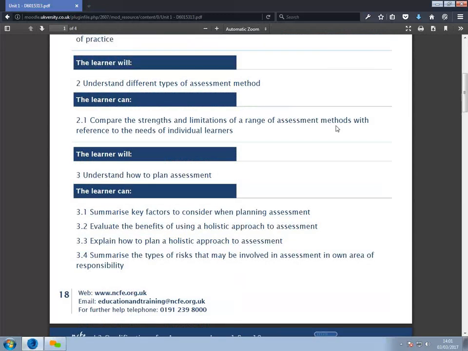The next bit is understanding different types of assessment, and we'll cover those in the PowerPoint I'll deliver shortly. Comparing the strengths and limitations of the assessment methods with reference to the needs of individual learners. Although the method of assessment will not change much for each individual element that's going to be assessed, there may be some special needs for learners that could have, I don't know, hearing problems or something of that nature, where other methods may be needed to be brought in to fulfill the needs of those learners.